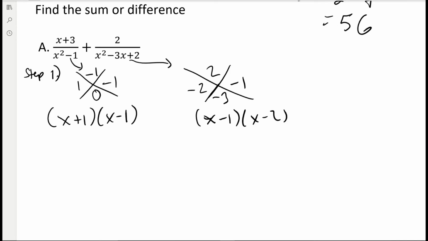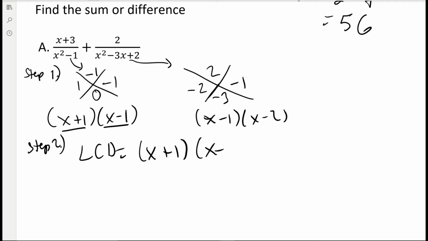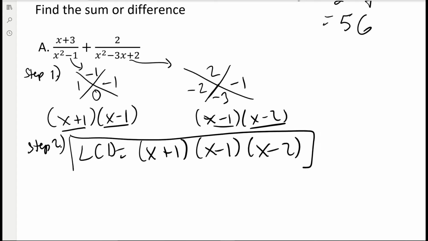All right, so we got step 1 done. Step 2, we're going to find the least common denominator. Again, we list out all the unique factors. I have an x plus 1, an x minus 1, and an x minus 2. And I got a repeat, so I'm not going to repeat it. I have one of each at most, so these are all to the first power. I'm going to erase the exponent, because it doesn't really matter that the 1 is there. I have one of each, so that's my least common denominator.